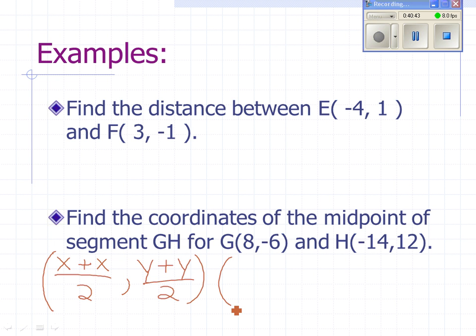Sarah, what's my x's this time? What are the x coordinates to start with? You're like 6 steps ahead of it. X coordinates. So it's 8 plus a negative 14. We're going to divide that by 2. Kaylee, what's the y coordinates?